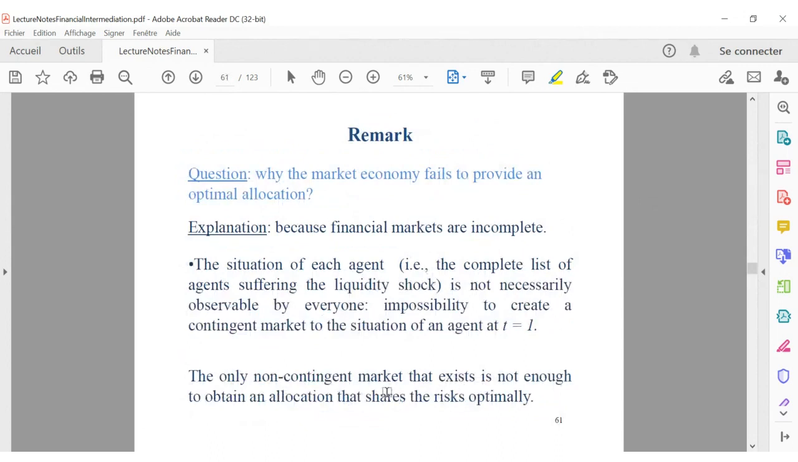So for those of you who are familiar with the economic theory, you should be surprised by this result. Why? Because we know, due to the welfare theorem, that when the market is perfectly competitive, as it is in our case, we obtain the optimal allocation by using just the market, a perfectly competitive market. So the question is, why the market economy fails to provide an optimal allocation? Actually, this is the case because financial markets are incomplete. This is due to the incompleteness of financial market.